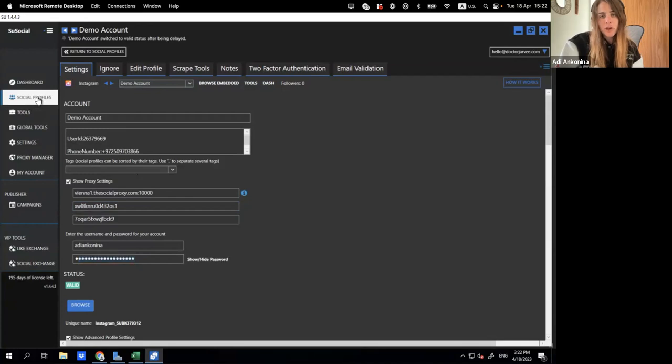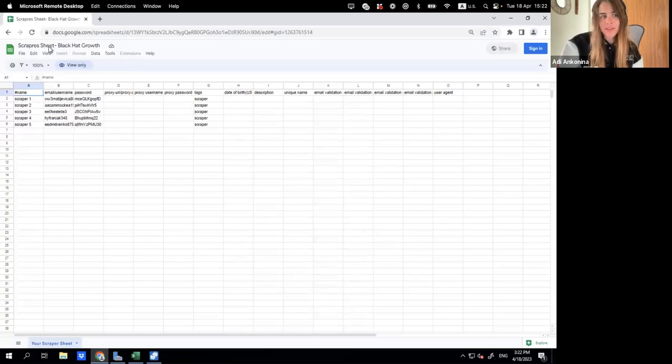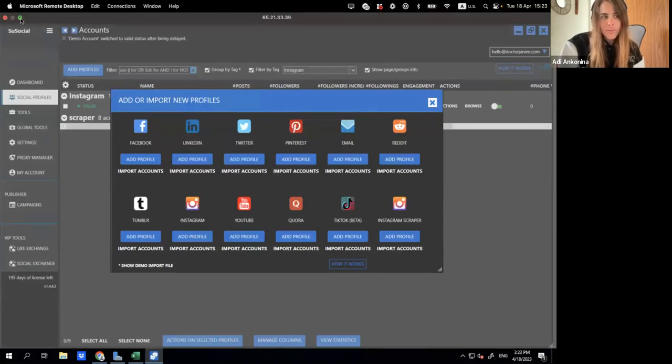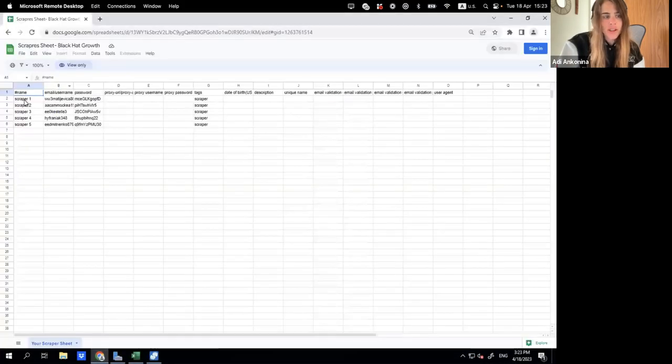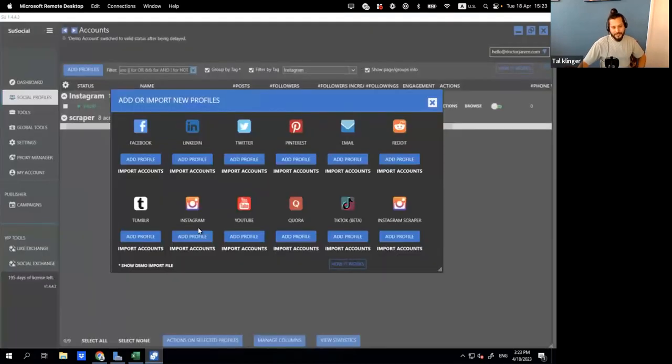Then what you need to do is start with the scrapers. So what we actually created for you is a scrapers sheet in Excel over here. You can also add the scrapers manually, one by one, but that can take a lot of time. So what we made for you is a Google Sheet that you can just use. It's more to say that sometimes it's okay at least to try once to do it manually, so you will know how it is.